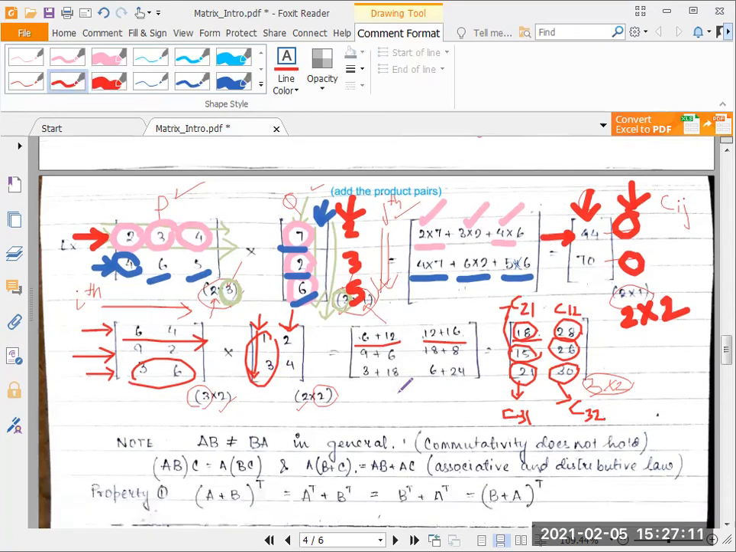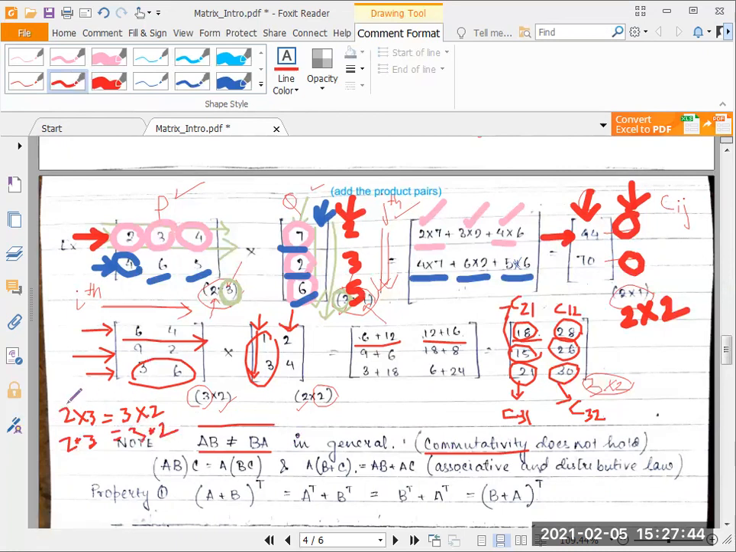Now there are certain notes that we need to note. As I have mentioned before, AB is not the same as BA in general. In normal algebra, 2 times 3 is the same as 3 times 2. This property is not just for multiplication, it is also true for addition. So 2 plus 3 is the same as 3 plus 2, right? 2 plus 3 is also 5, 3 plus 2 is also 5.